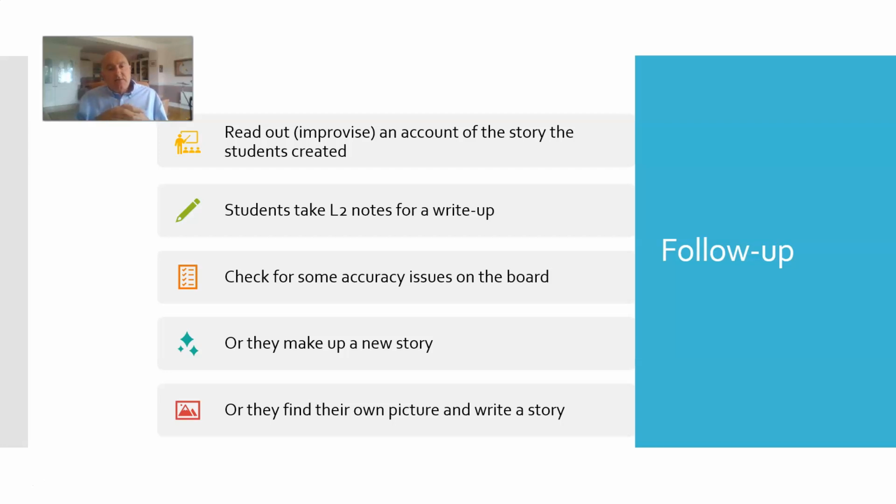and this might be a good time to check for a few accuracy issues, just to check that there's been no misunderstandings about particular areas of vocabulary or structures. And then they could write up that account that they've done in class. The advantage of that is that they'd be recycling the same language. If you wanted to take a more risky strategy, they could make up their own story based on the same picture, or with some groups, they could find their own picture and write a story, or simply give them a free choice amongst those different options.